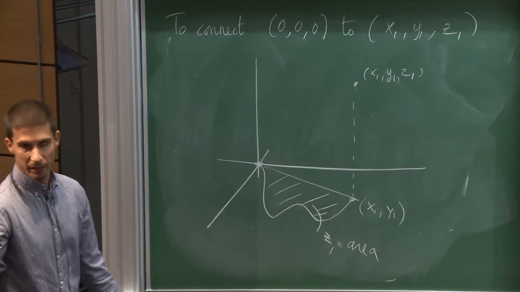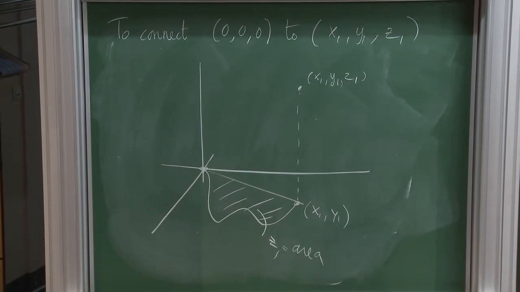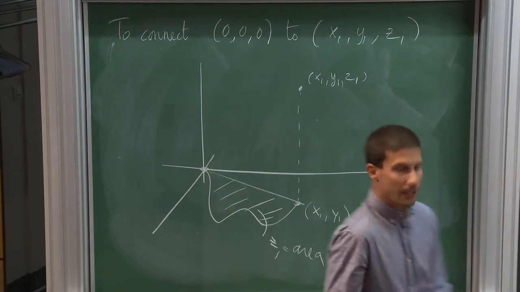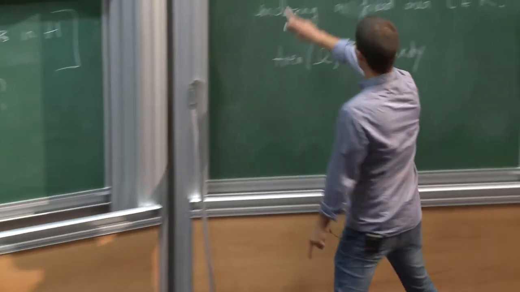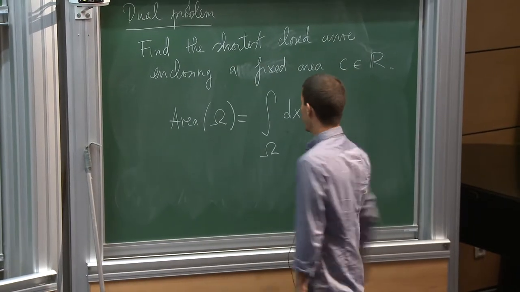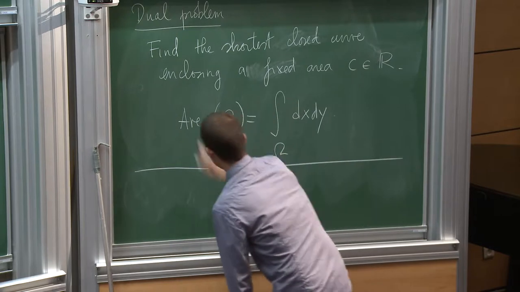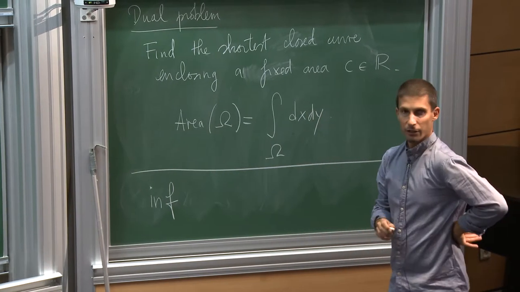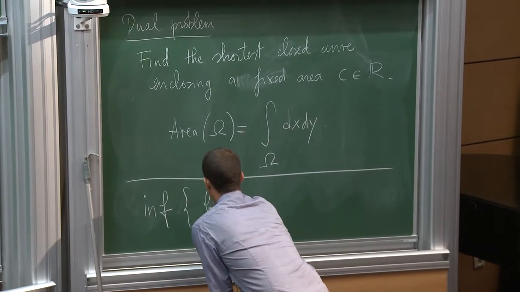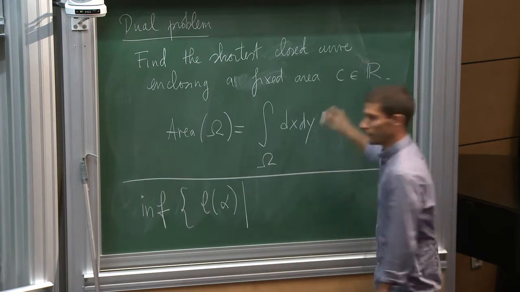Of course, you can find many, as many as you wish. And the question could be, which is the best one? In which sense the best one? So, in terms of this problem here, if you write it here, we can say that this problem can be written in this term: find the infimum of the length of alpha such that the area is given by C.